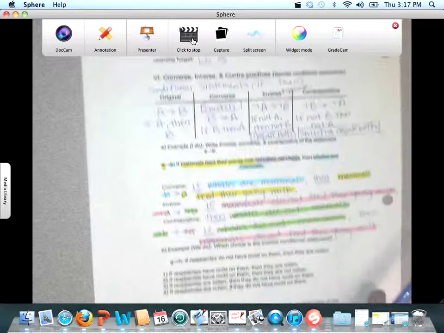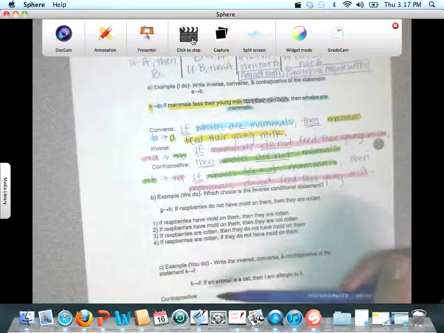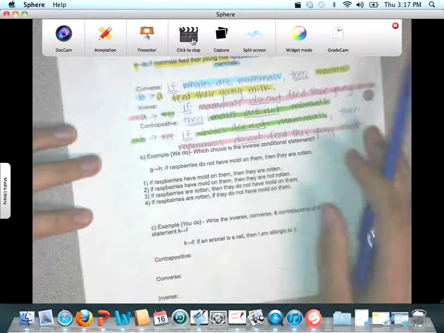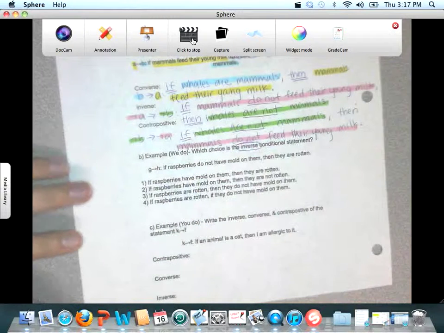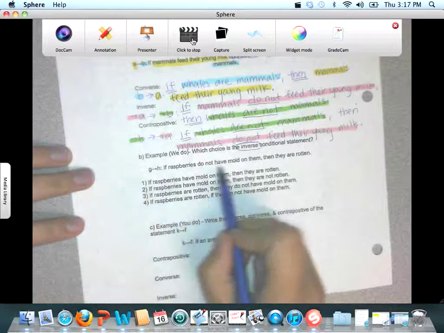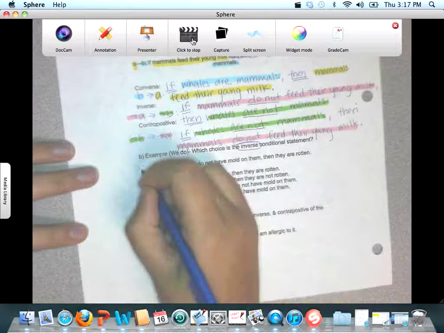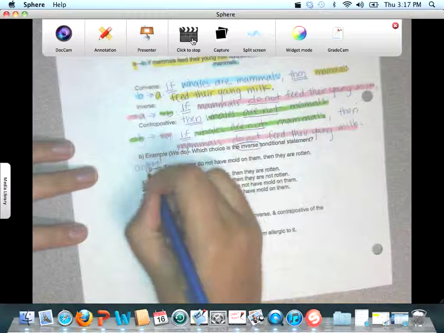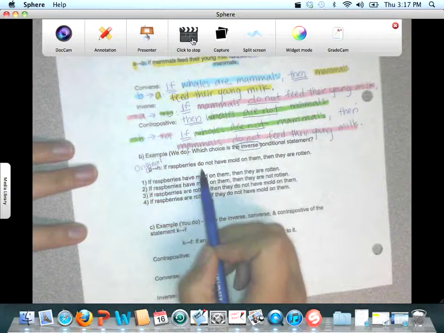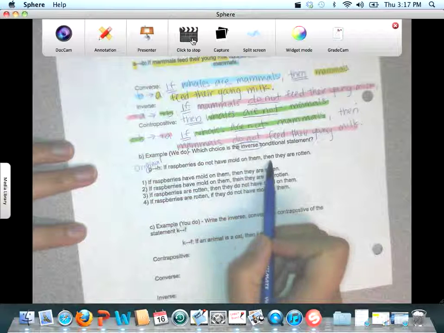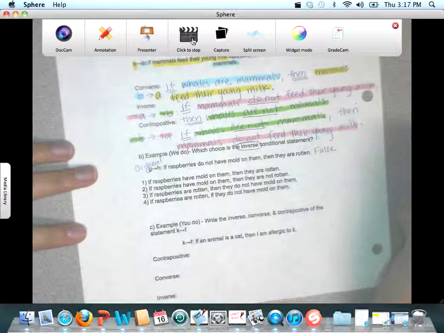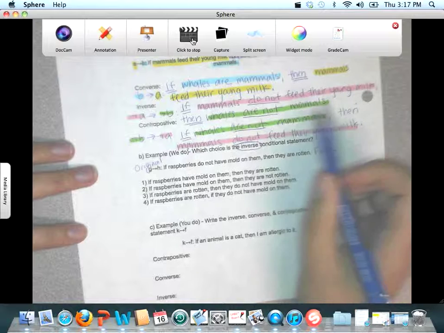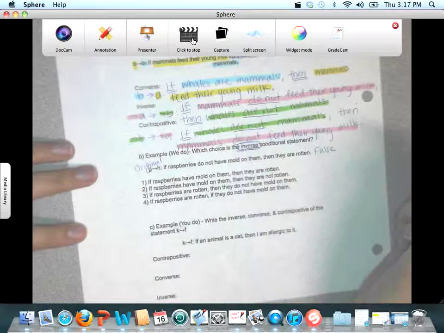So this is the part that has all about the we do and the you do, if you were finishing the notes. Okay? So the we do asks you to figure out which one is the inverse. Now looking at this, this is our original statement. So I'm going to leave it, so I don't forget. If G, then H. So if raspberries do not have mold on them, then they are rotten. Now I realize this is a false statement, but it doesn't matter because you don't care right now whether it's true or false. What you're trying to do is just figure out the inverse, okay?